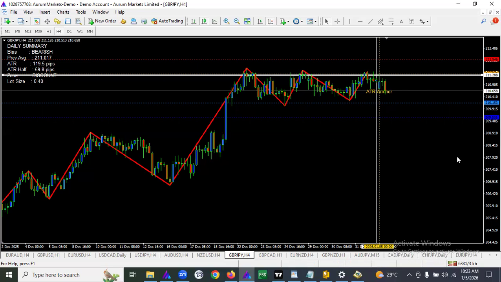So now, on GJ, at what point are we expected to sell? If it does a pullback between 59.8 and 119.5 pips, that's when you look for your sell.